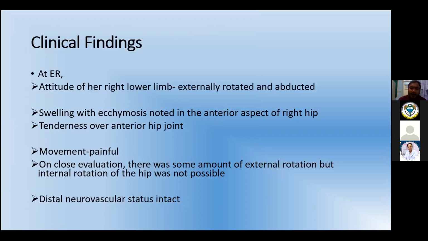During our clinical examination in the emergency, the attitude of the right lower limb was externally rotated and abducted. Swelling was noted over the anterior aspect of the right hip. Tenderness was present over the swelling. Movement was painful. However, on close evaluation, there was some amount of external rotation, but internal rotation of the hip was not possible. Distal neurovascular status was intact.